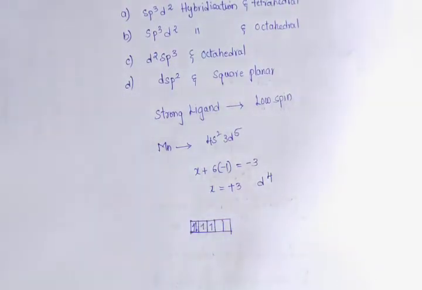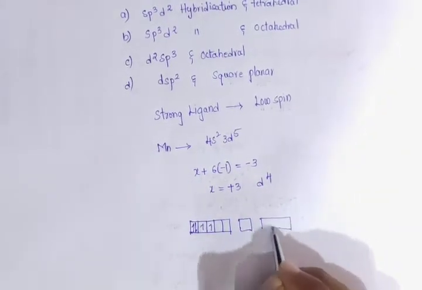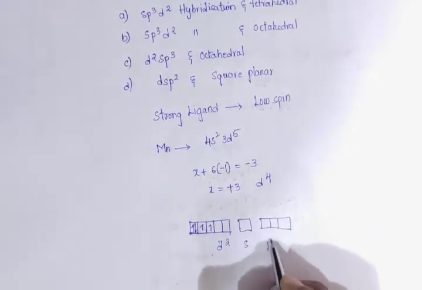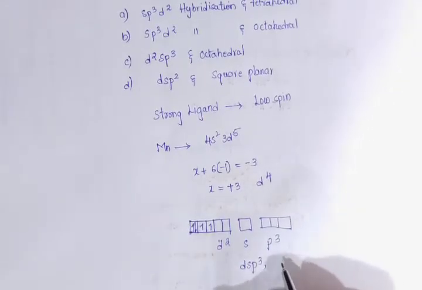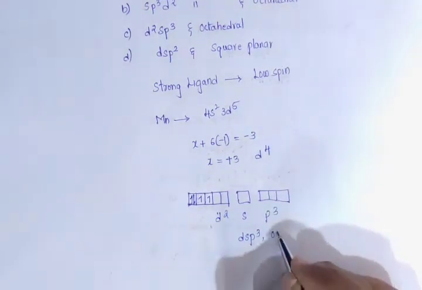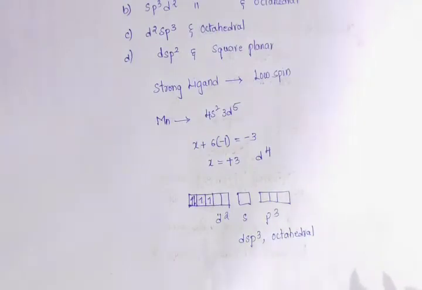As I have said, it is a strong field ligand, so pairing occurs here itself. Next we have the s orbital followed by the p orbital. So here we have d2sp3 hybridization, and with 6 ligands the complex forms octahedral. The trick is, if 6 ligands are there, we can say it is octahedral.